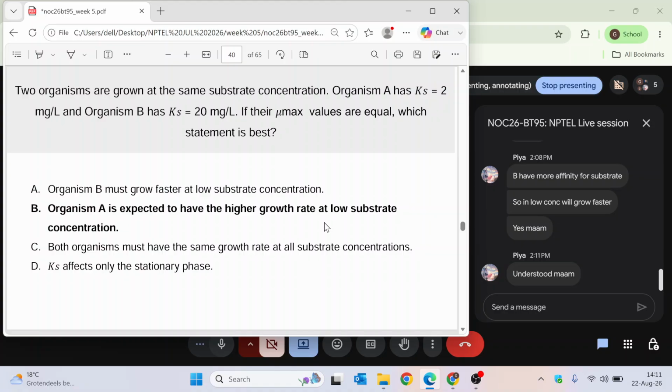Be careful, when you are repeatedly seeing terms like Ks, mu max, and everything, you naturally tend to get confused. But even though we are exposed to a lot of questions, just be clear.